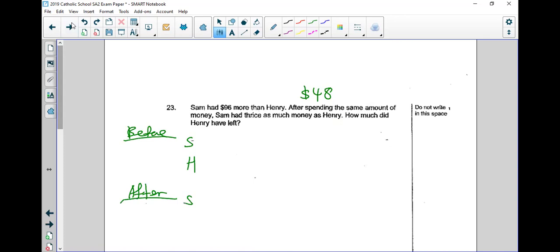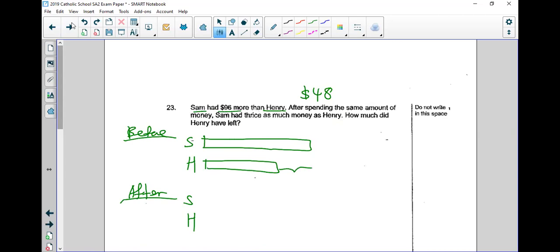So you have two models, okay? Two models. Sam had more than Henry. And you can see that Mr. Ong never think about solving. I'm just drawing only. Okay, so it means that you have to know how to draw and draw well. After spending the same money, what happened? Same amount means equal. So each of them spent equal. What is that? Dotted line. Dotted line. Okay, dotted line.